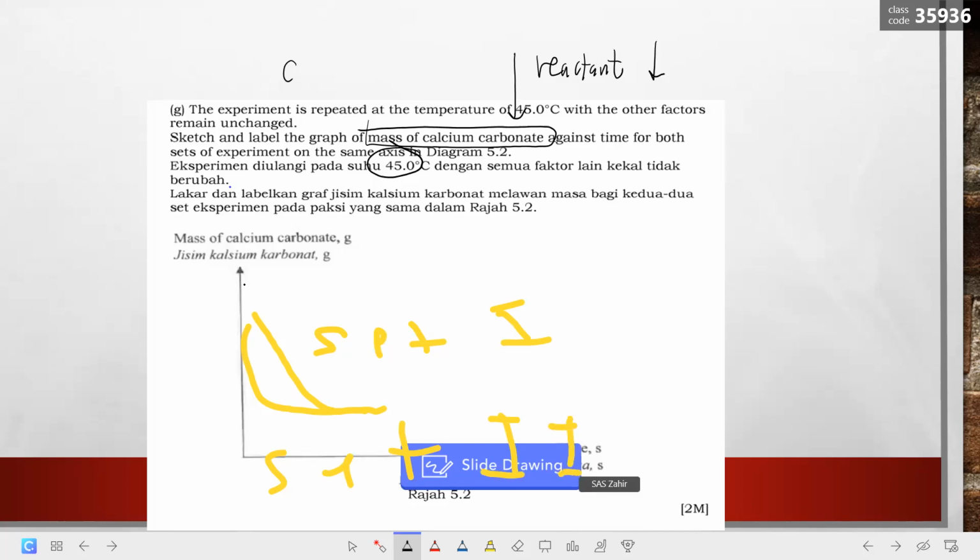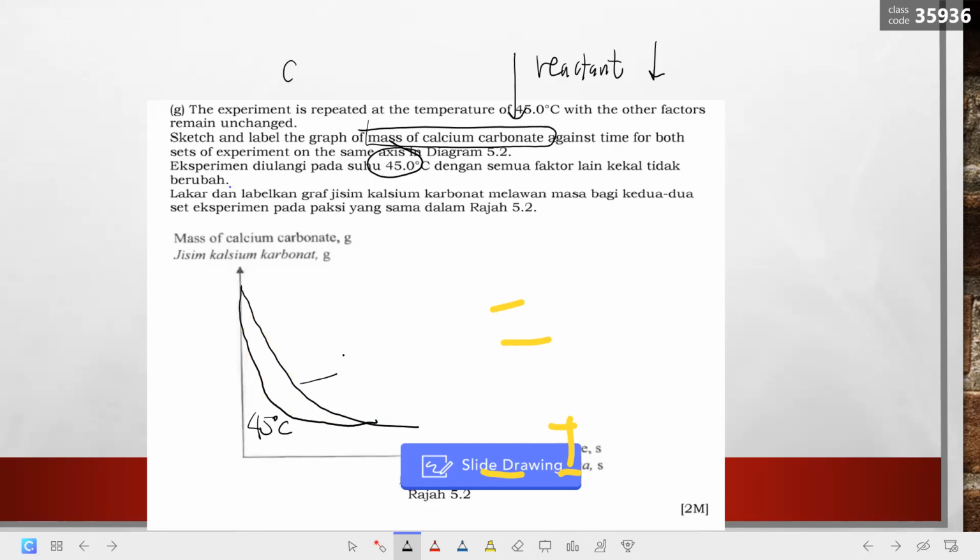Okay, his graph is correct. All right, you can label it this way. So one will be this way, correct? Another one will be this way. And the 45 degrees Celsius will be the one at the bottom, and the 30 will be the one at the top, because the 45 is the one that has a higher rate of reaction. Are you clear about the graph here?